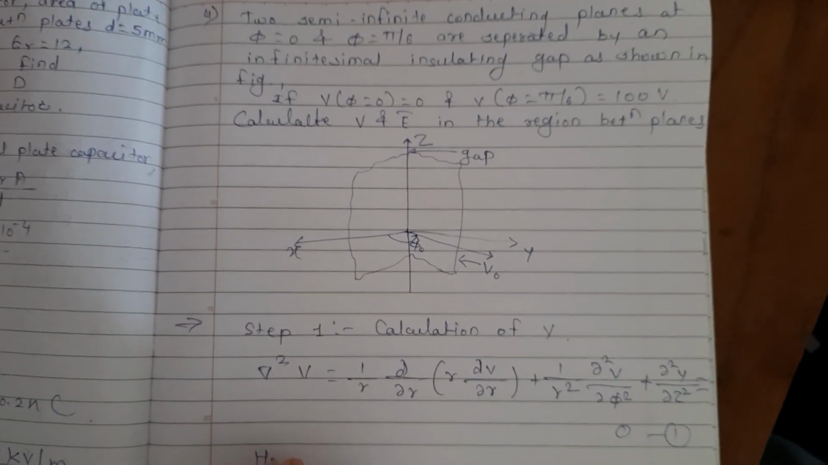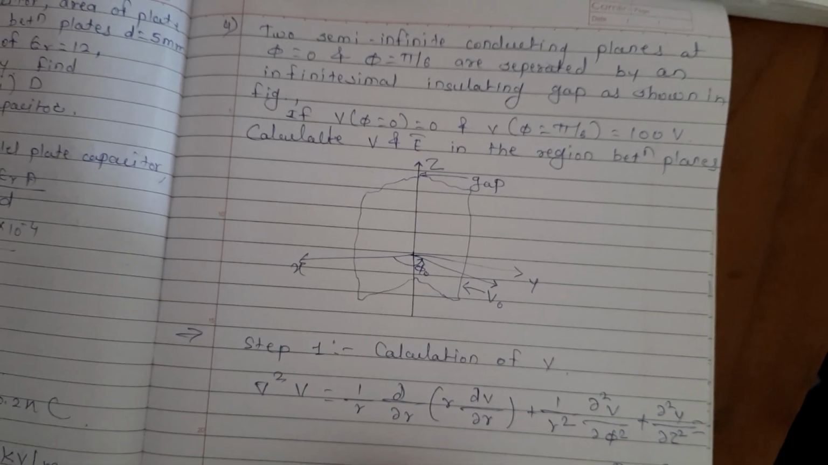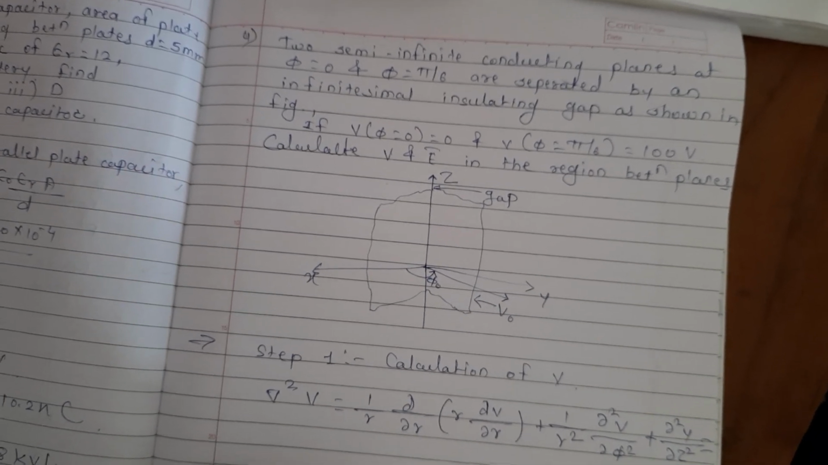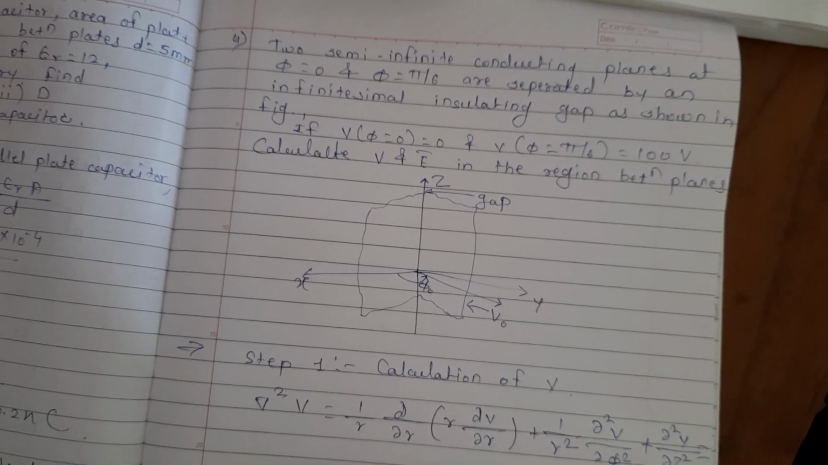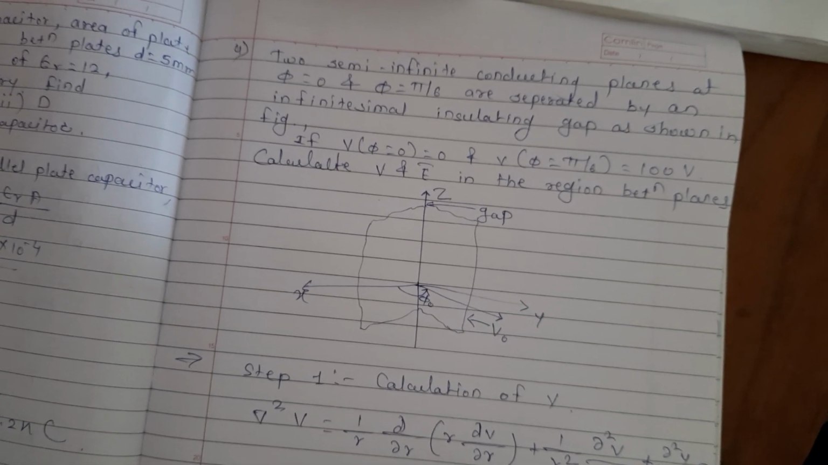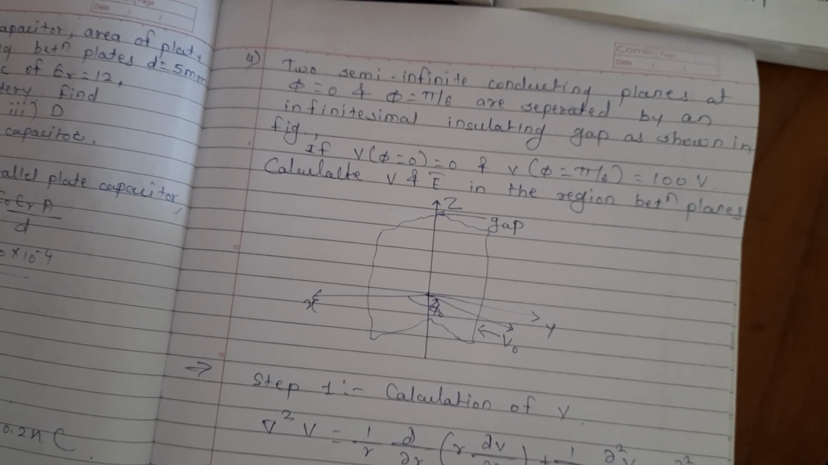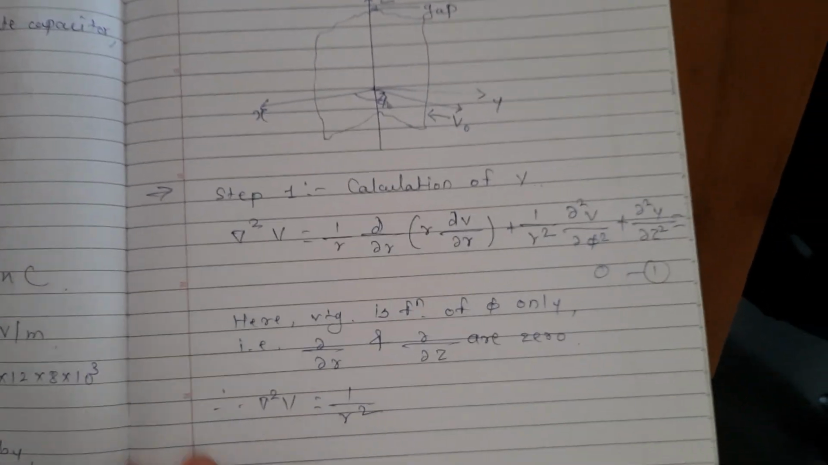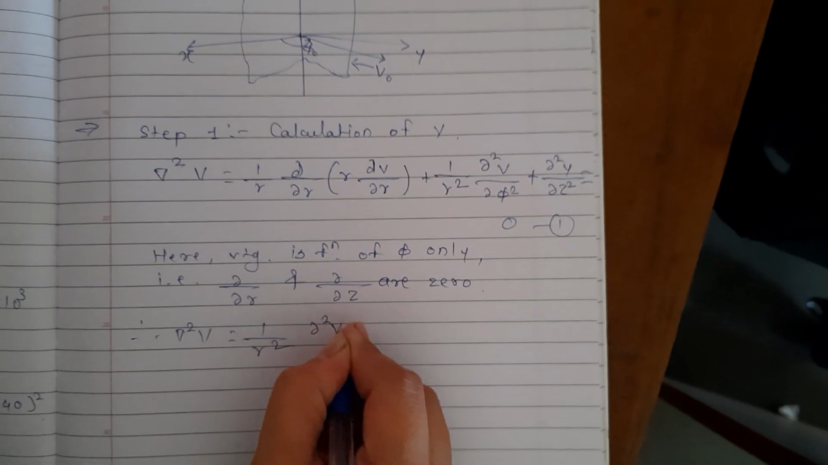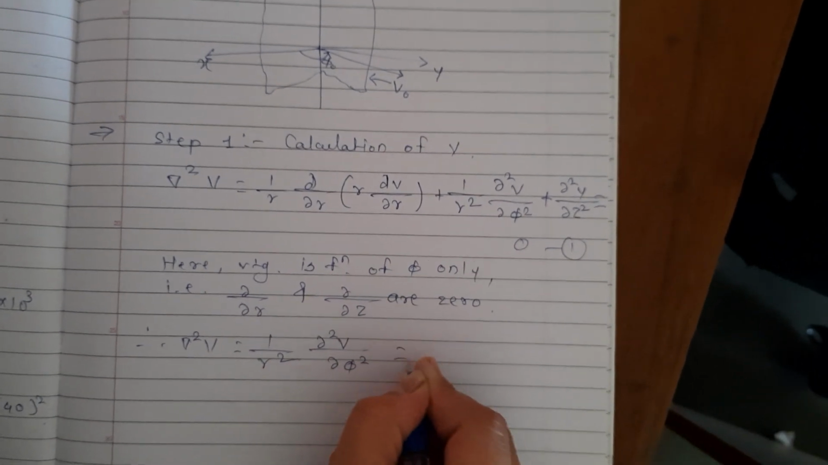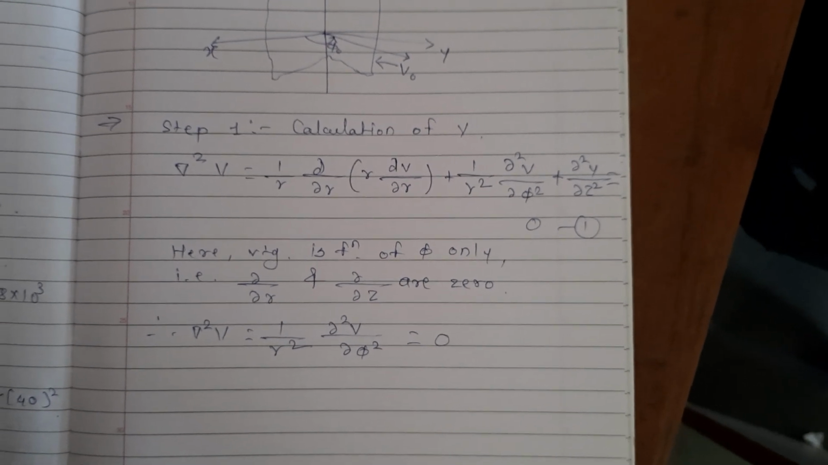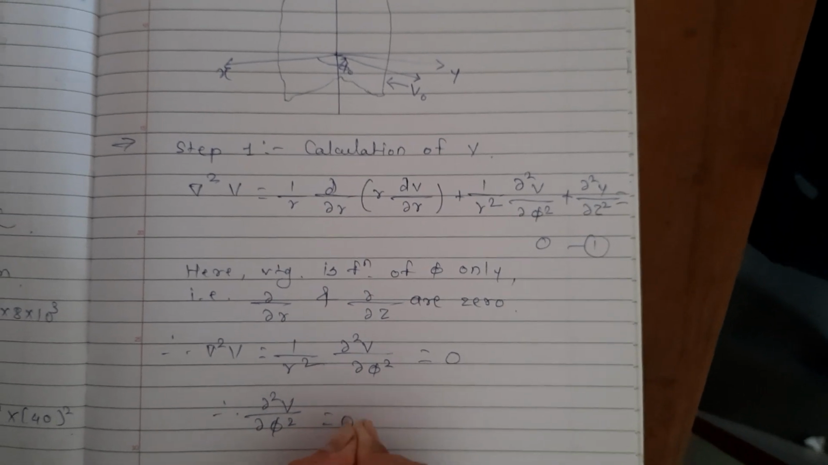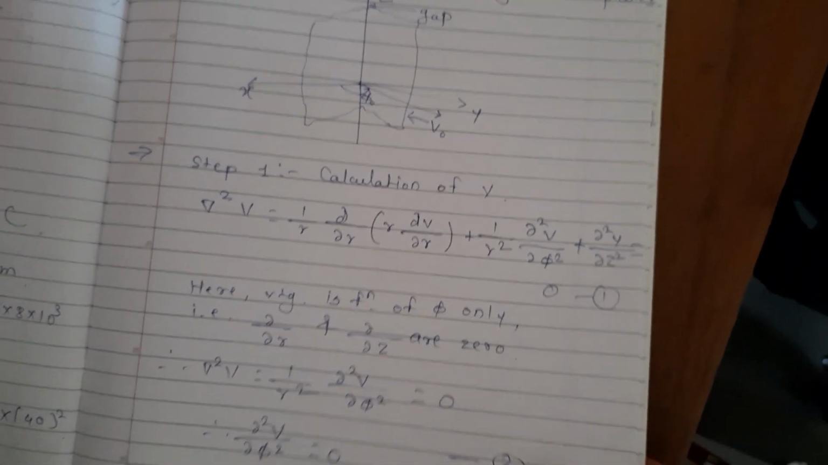Now we write here, voltage is a function of phi only, that is, d by dr and d by dz are 0. So the equation is 1 by R square into d square V by d phi square is equal to 0. So we can also write the equation like this, it is equal to 0. This is equation 2.